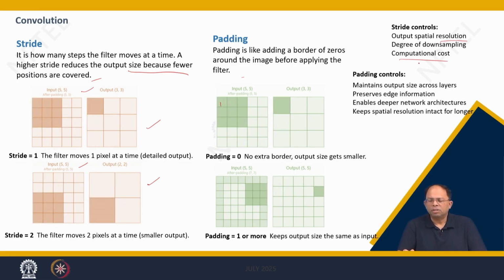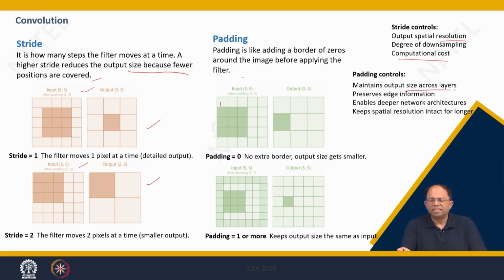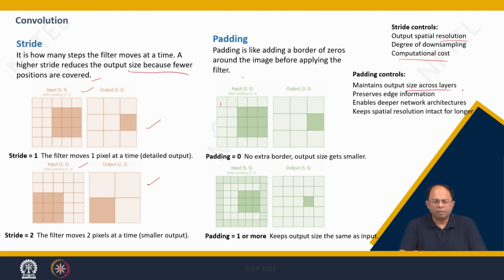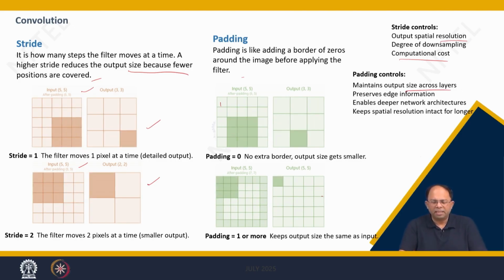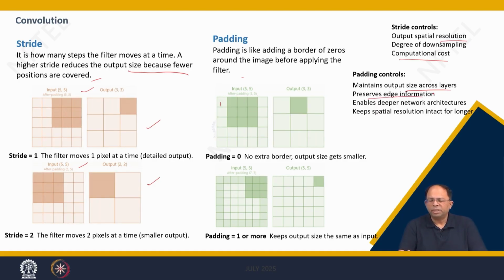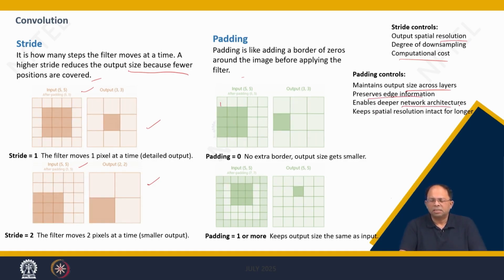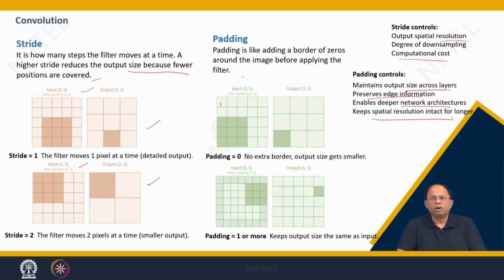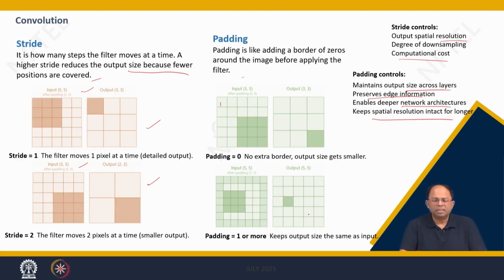Whereas padding maintains output size across the layers. We try to do that, right? Because if we are using padding, then the output remains the same in size. It preserves edge information, enables deeper network architectures, and keeps spatial resolution intact for longer. That means because we are maintaining the size, the spatial resolution remains.